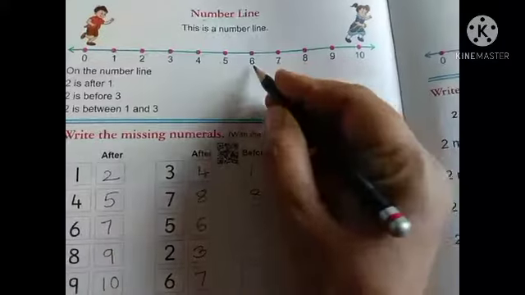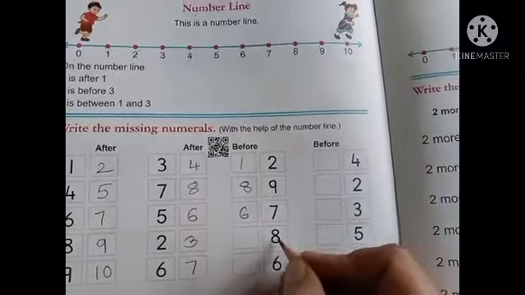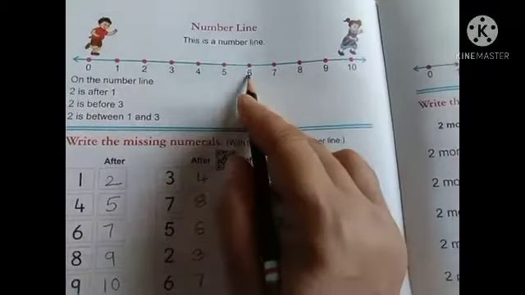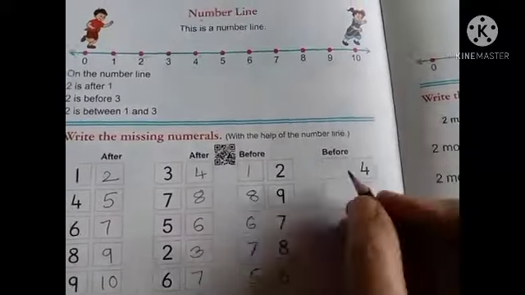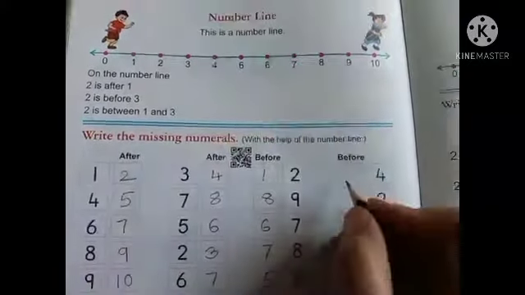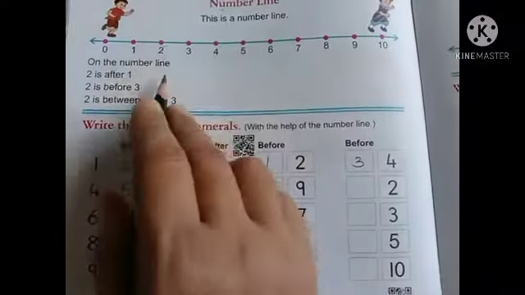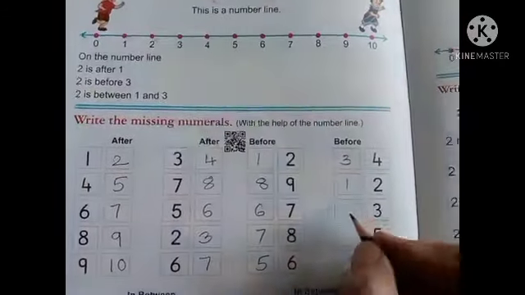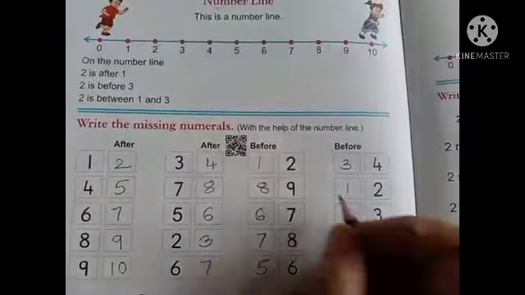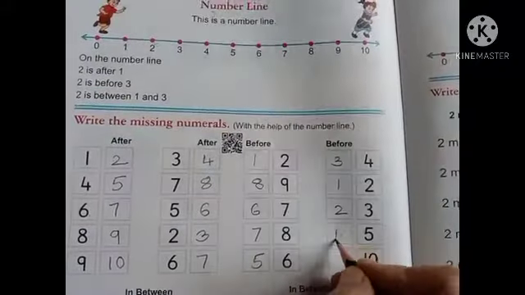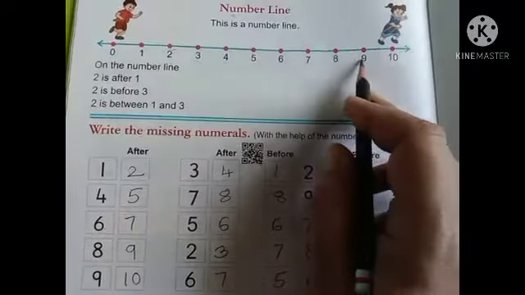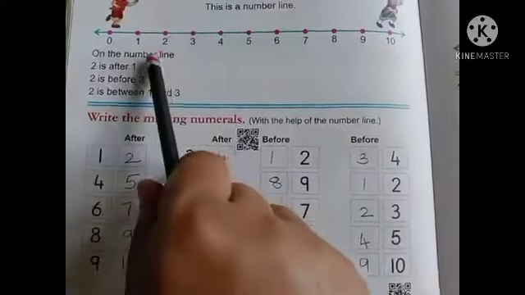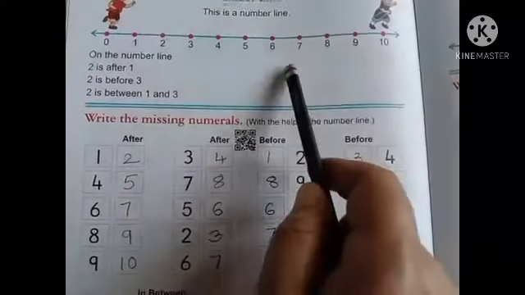Before 7, 6. 6 comes before 7. Before 8, 7. Before 6, 5. What comes before 4? 3. What comes before 2? 1. What comes before 3? 2. What comes before 5? 4. What comes before 10? 9. Isn't it, children? This is before number. After number means next number. Before number means last number.